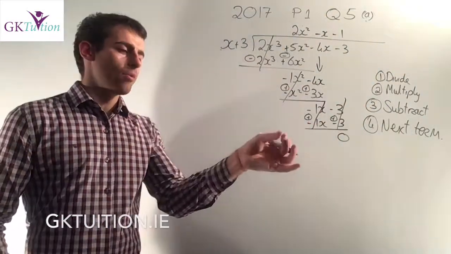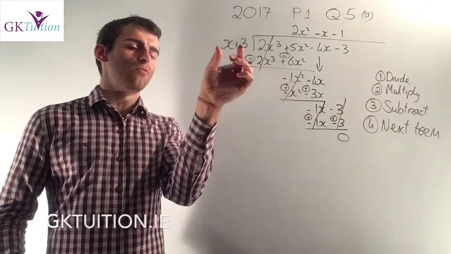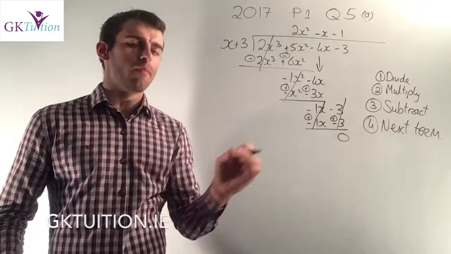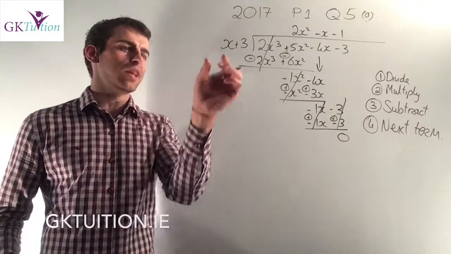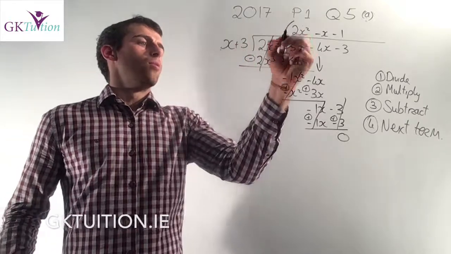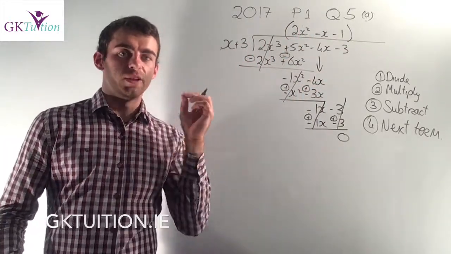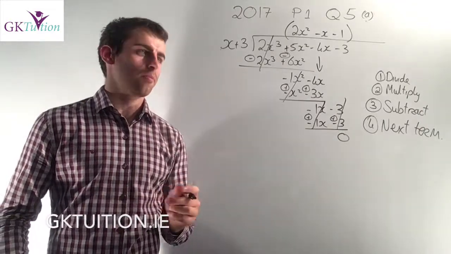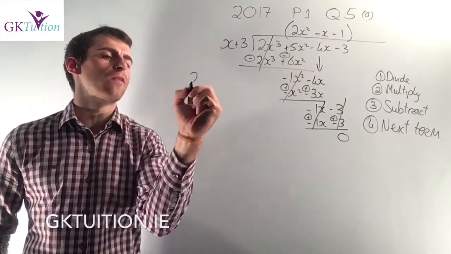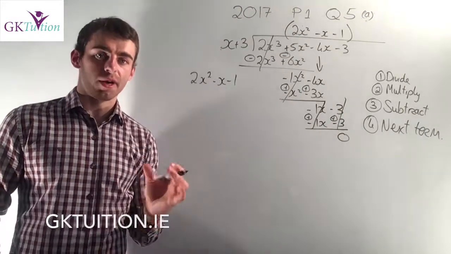So what we've actually done as well is we've proved that x plus 3 is a factor. If we divide x plus 3 into this and our remainder is 0, that proves that x plus 3 is a factor. Now, let's look at our answer. The quadratic we have on the top is going to allow me to find the other two roots of this cubic. So what I now need to do is factorize my quadratic, which is 2x squared minus x minus 1.